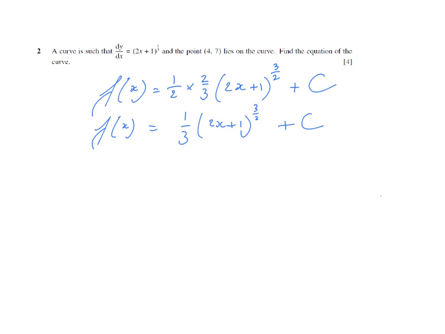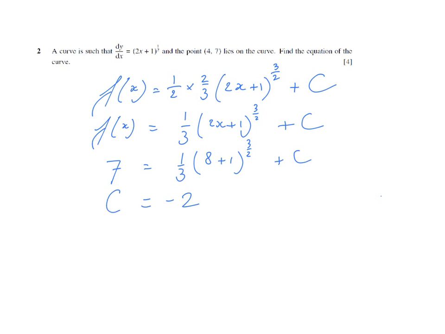But they give me a boundary condition. They give me this particular point, (4, 7). I'm going to use that point now to find the value of c. So when x is 4, y is 7. So you're going to plug those values in. 2 times 4 is 8, plus 1, to the power 3 over 2, plus c. So 8 plus 1 is 9, to the power 3 over 2. That is 27, divided by 3 is 9, and then 7 minus 9, c will be minus 2.